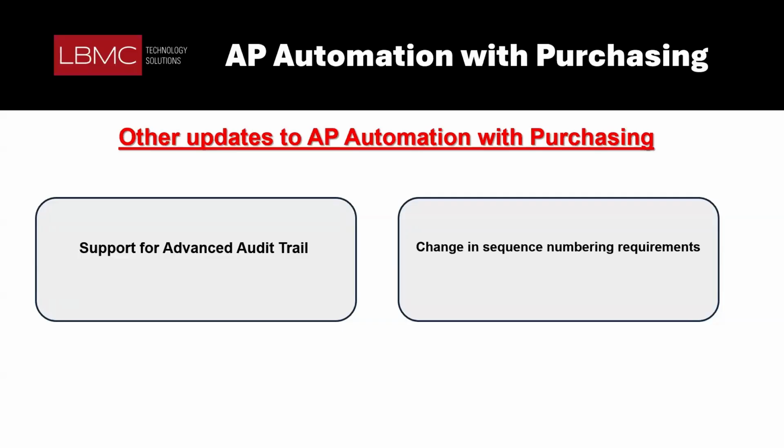Also, you have the change in sequence numbering requirements. Document sequence numbering is no longer required for transaction definitions that you select to automate. This just gives you more flexibility with automation, and it allows you to add document numbers after the draft is created. So you can draft and then update your sequence numbers as needed within the system.